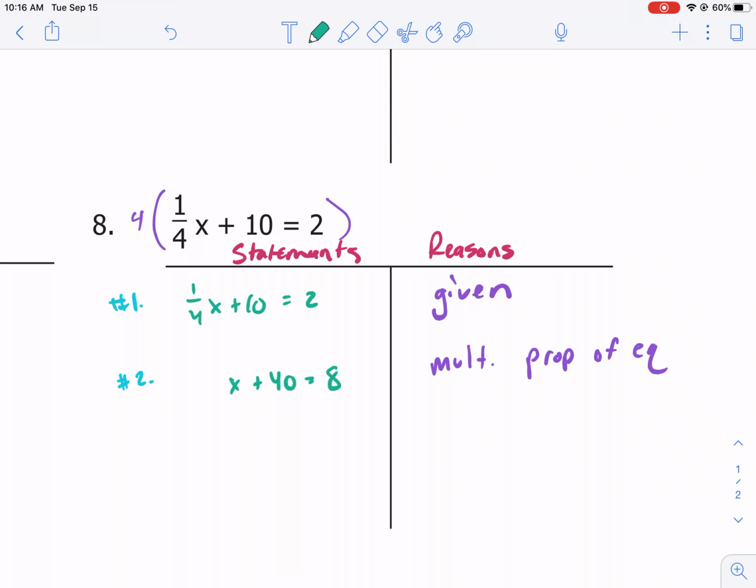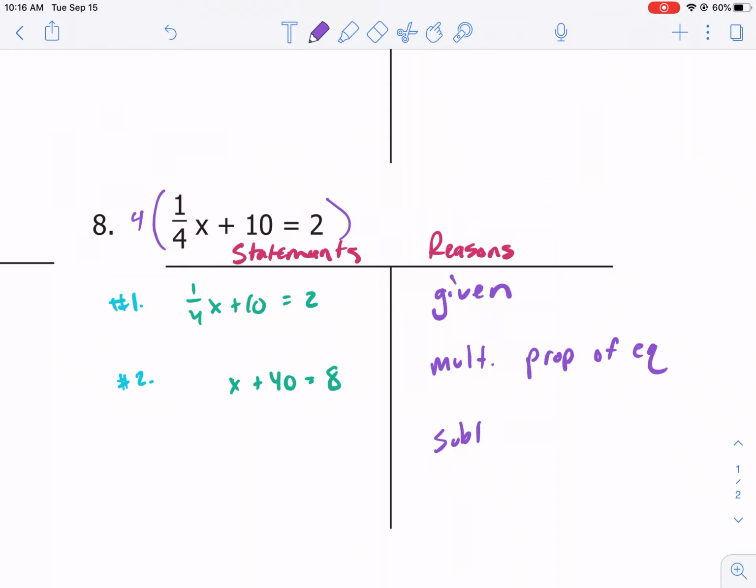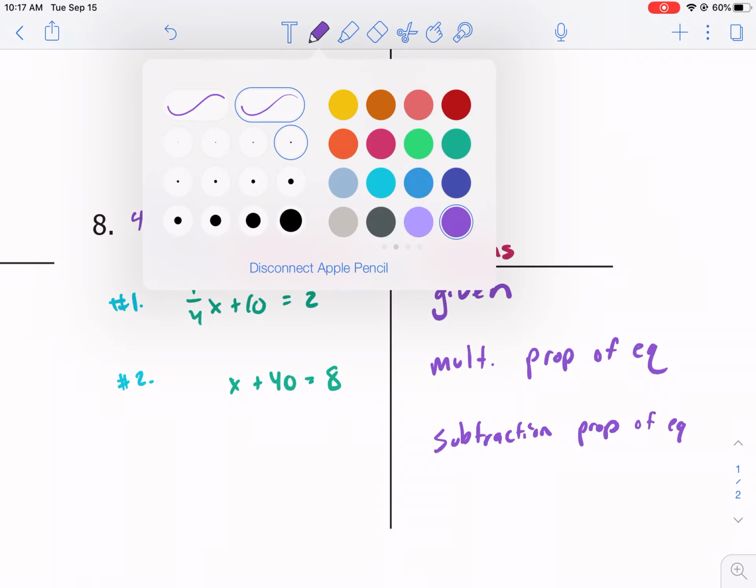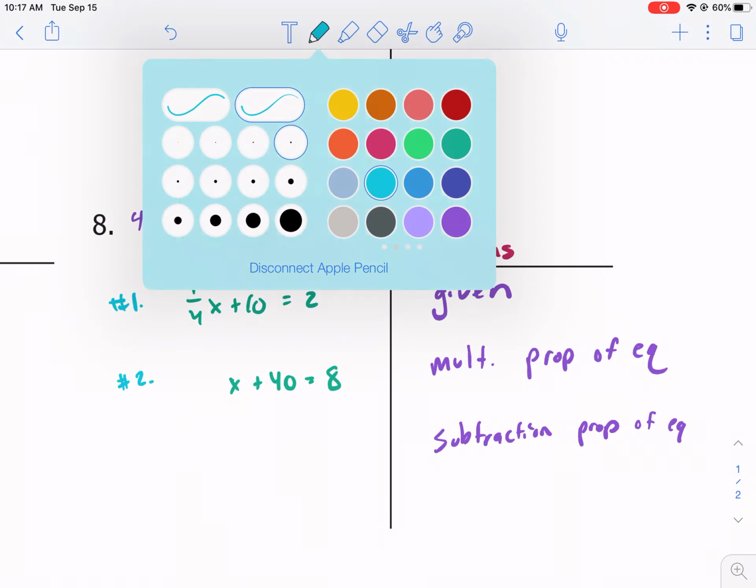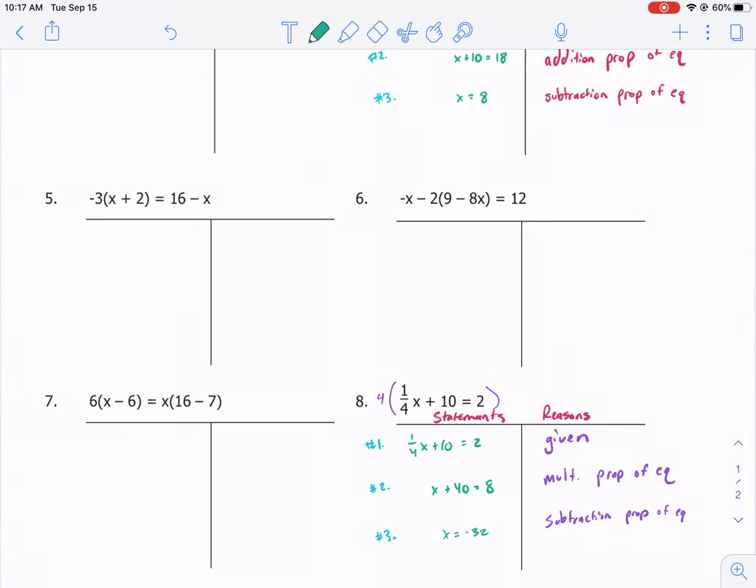Okay, so now I am going to subtract 40 from both sides. That's my next move. So I'm going to use the subtraction property of equality. And this should be my last step, actually. So number 3, last step. I think no matter what, I think you have to use 3 moves. So use subtraction property to get x equals -32. So that would be our final answer.